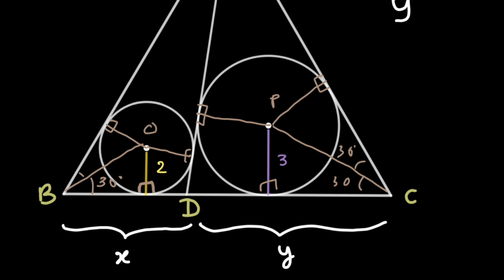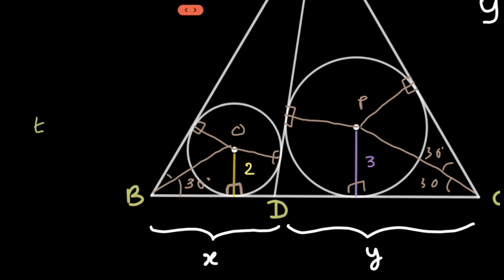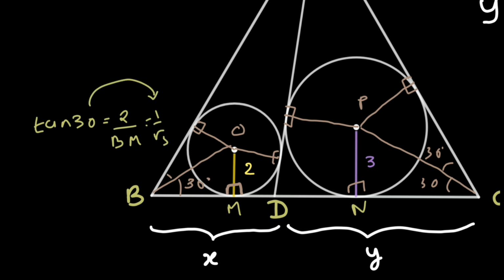So we can easily take the ratio of tan 30 degrees. So in the smaller triangle, tan 30 degrees would be equal to the height, that is 2, over the base. So let this intersection point be M, and that would be equal to N. So in this triangle BOM, the value for tan 30 would be 2 upon BM, and that would be 1 upon square root of 3, that is tan 30. So simplifying this will give me BM equal to 2 square root of 3.